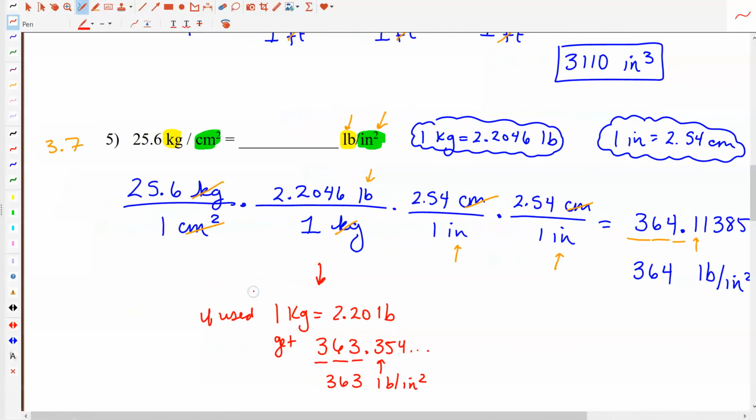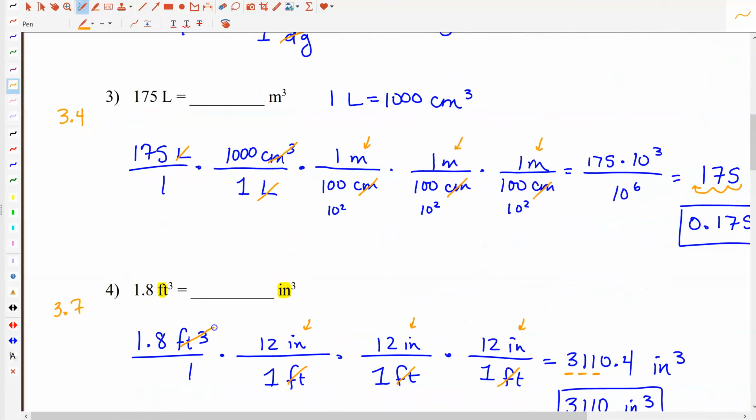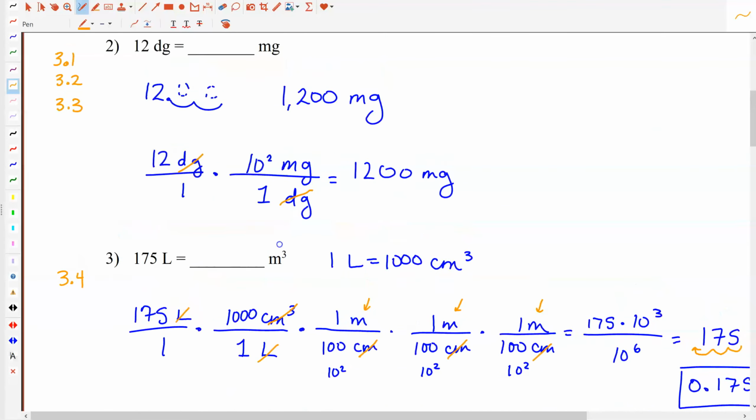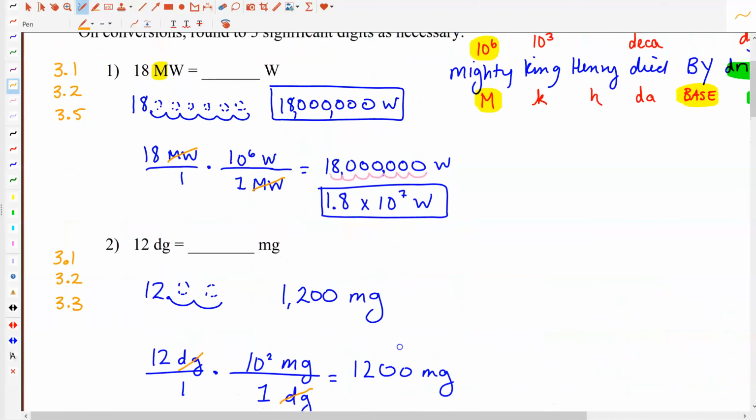And by the way, that skill was in 3.7 if you want some additional review on that. Converting cubic feet to cubic inches was also in 3.7 for additional review. The volume was talked about in 3.4. Looking at mass was talked about in 3.3. And then 3.1 and 3.2 served as the basis of all of these metric conversions that we're doing, and the idea about how to set up conversion factors.